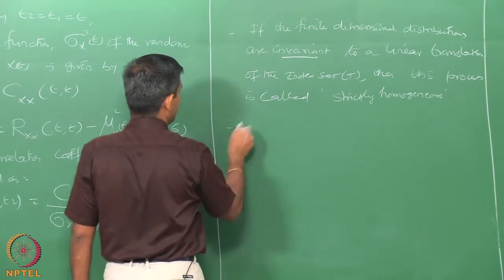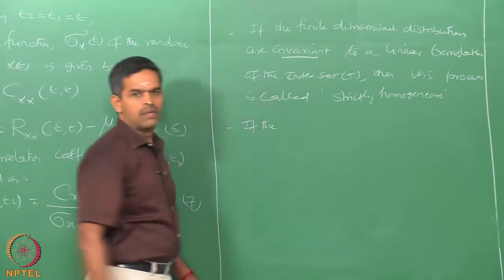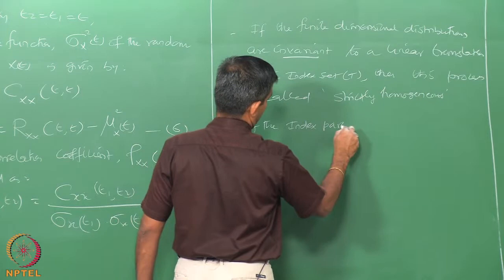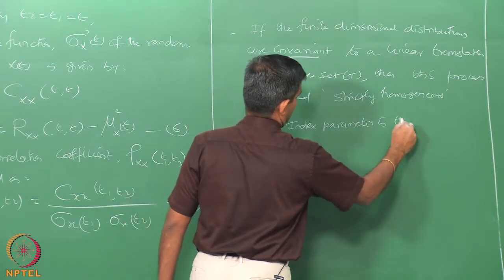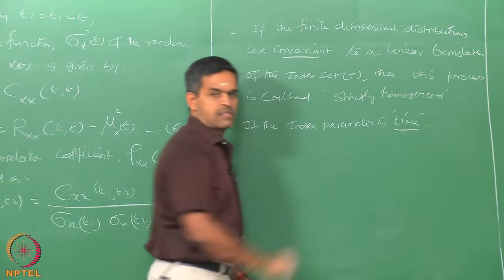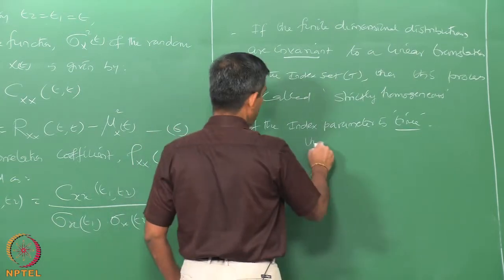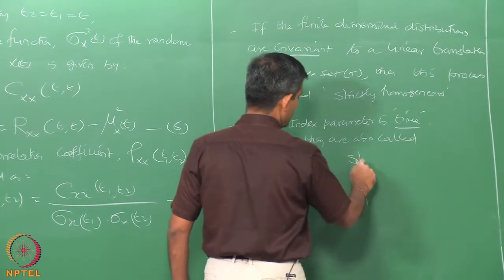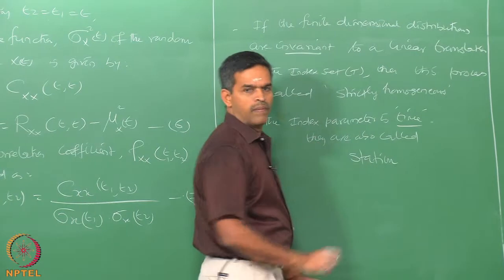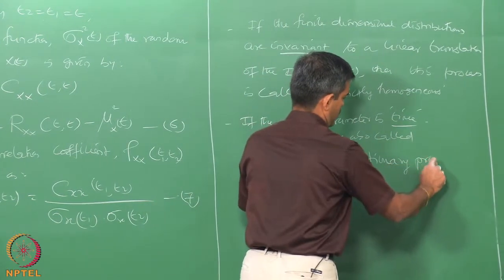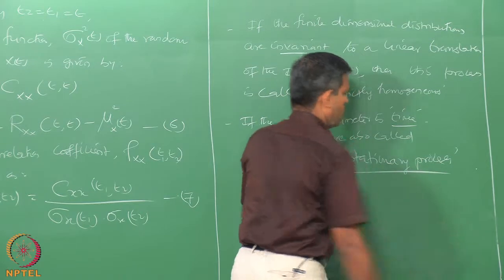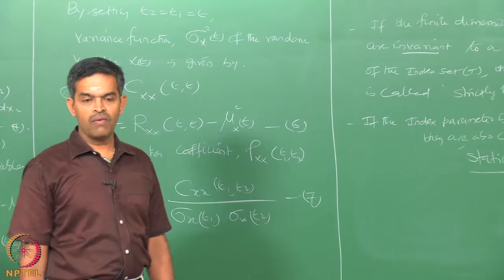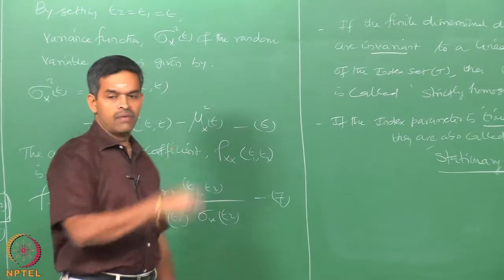Now, further, if the index parameter is time, as in this case, then they are also called stationary. We all know in probability and statistics, the stationary processes have a lot of advantage in handling them with probabilistic tools.